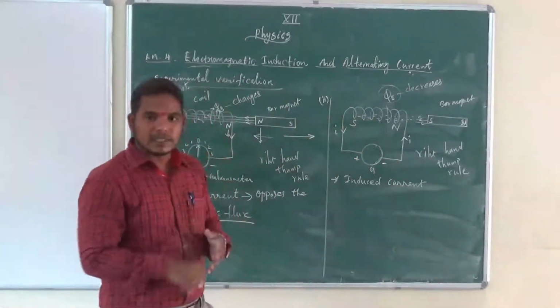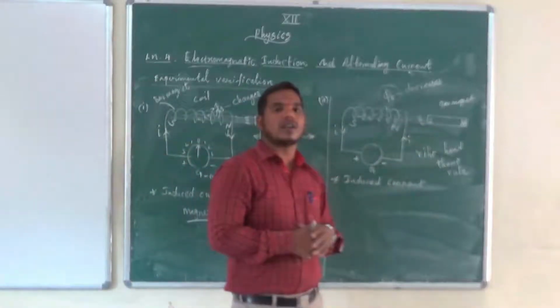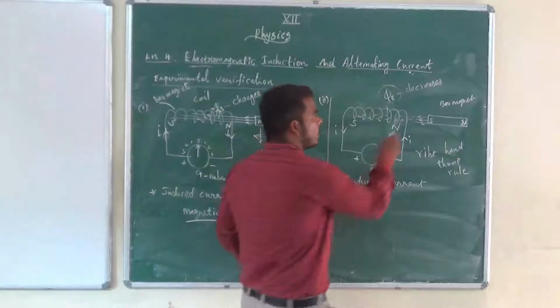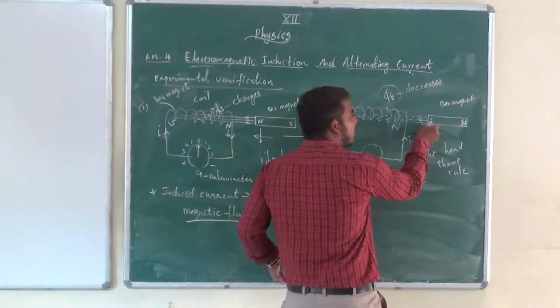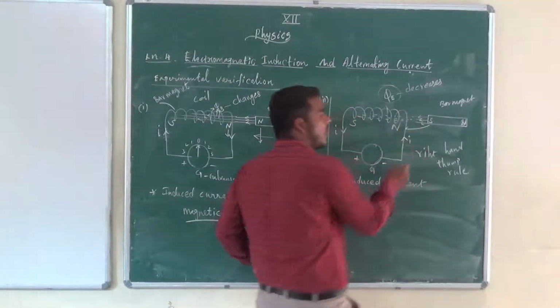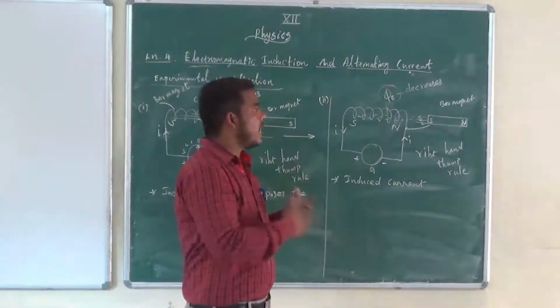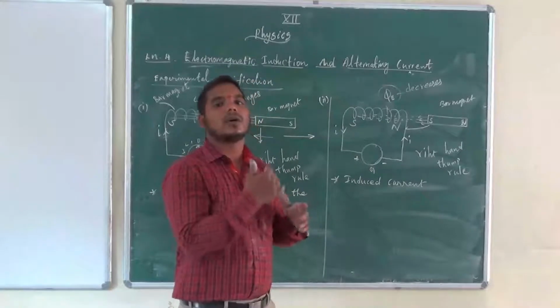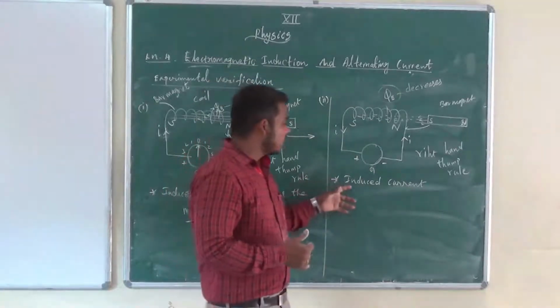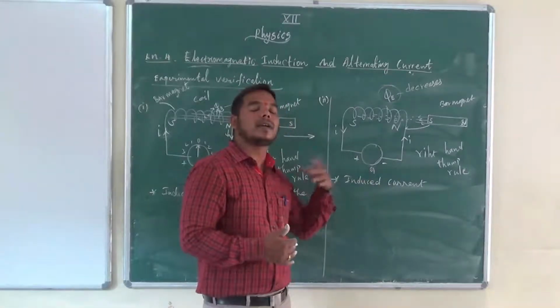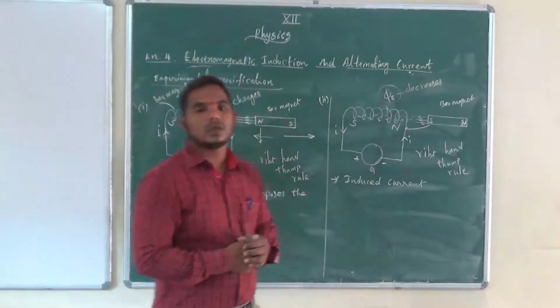In the lower classes we studied that opposite poles attract. So the magnet is always attracted to the coil. When the magnet is attracted, the magnetic flux decrease is going to stop. This is the main function of induced current. The induced current we will find using Lenz's law.